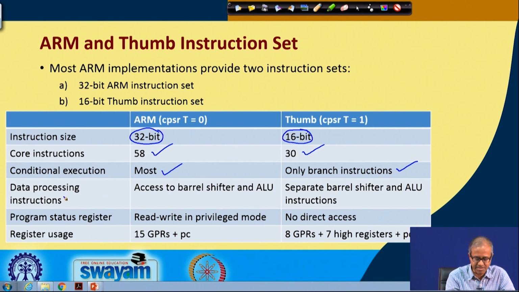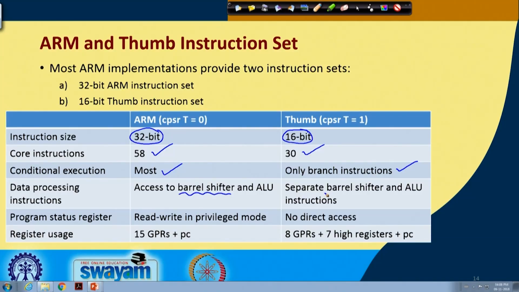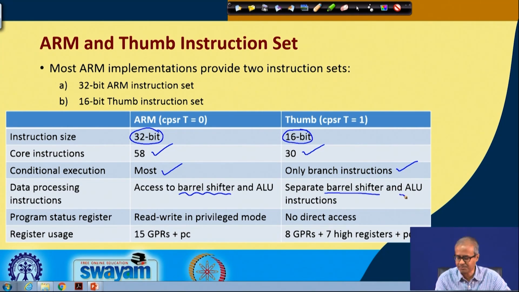Data processing instructions in ARM mode support barrel shifting. Like I told you, when you add two numbers, you can say you add the second number shifted left by 10 positions. This will be done automatically by the barrel shifter, but in Thumb such instructions are not there. Here there are separate shift instructions and separate ALU instructions. So, there is no single instruction that combines shifting and ALU adding together.